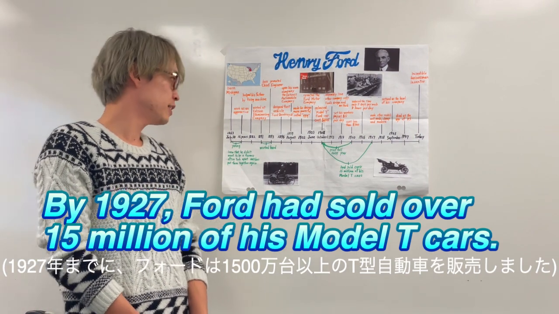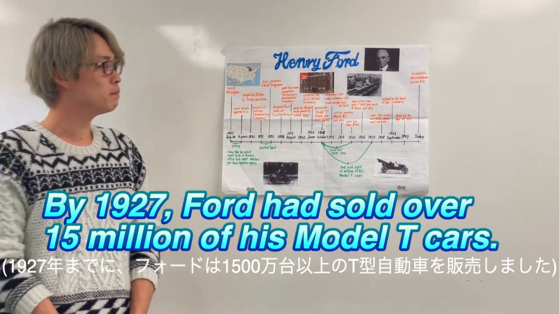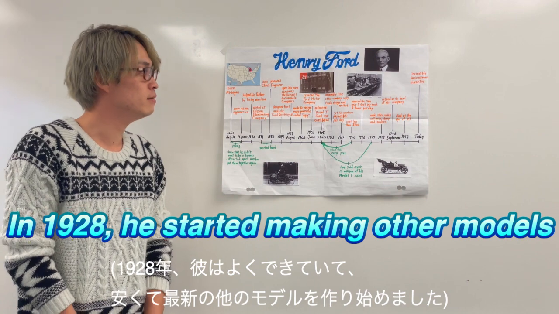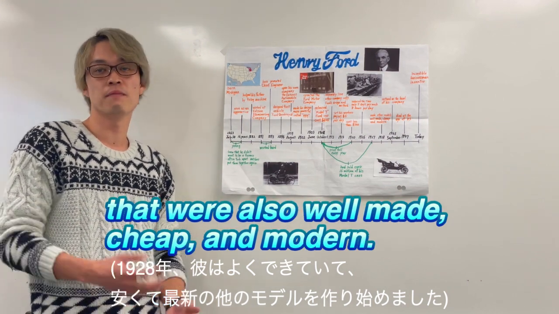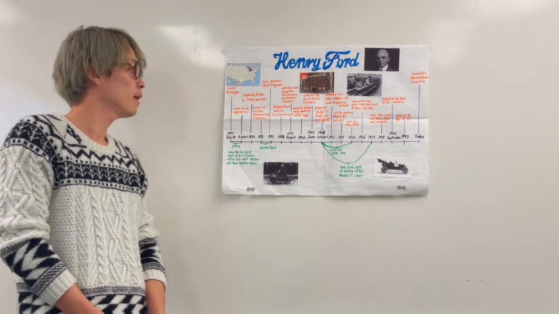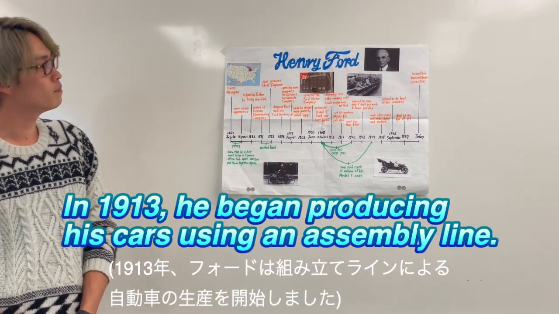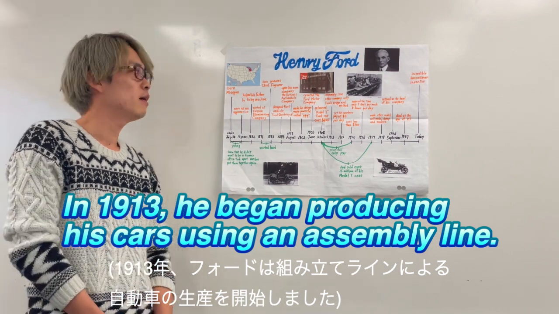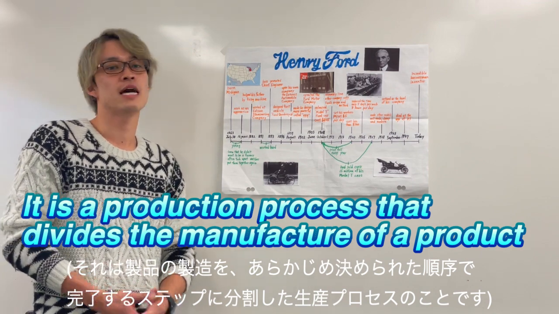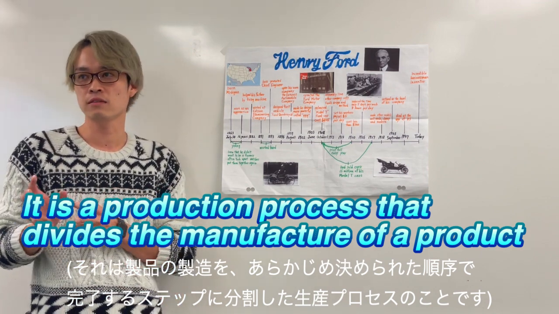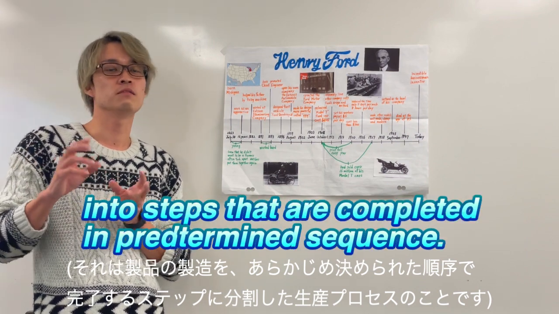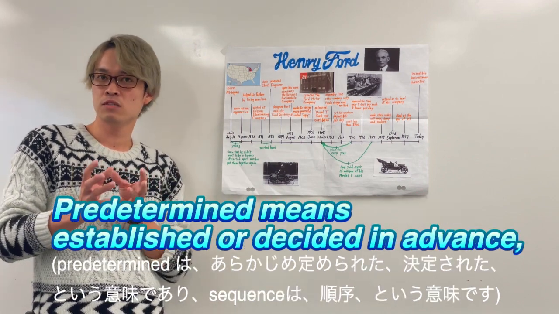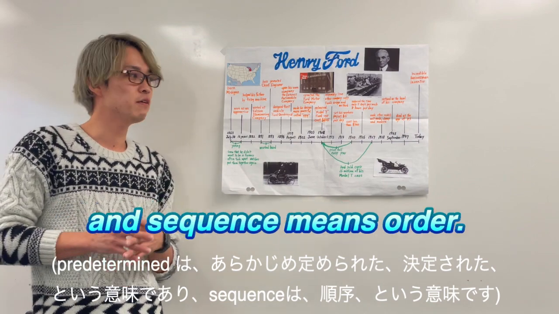By 1927, Ford had sold over 50 million of his Model T cars. In 1928, he started making other models that were also well made, cheap, and modern. In 1913, he began producing his cars using an assembly line. It is a production process that divides the manufacture of a product into steps that are completed in predetermined sequence. Predetermined means established or decided in advance, and sequence means order.